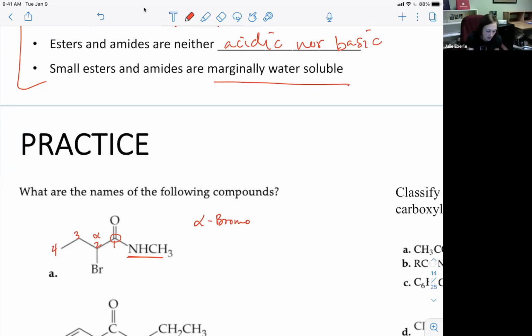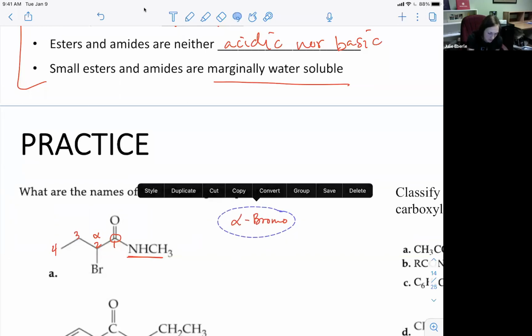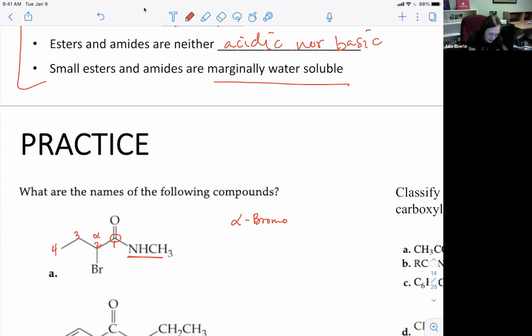And before we even get to that, we've got to name this part right here, right? Is it an N-methyl? Yep. N-methyl, alpha bromo, then what?